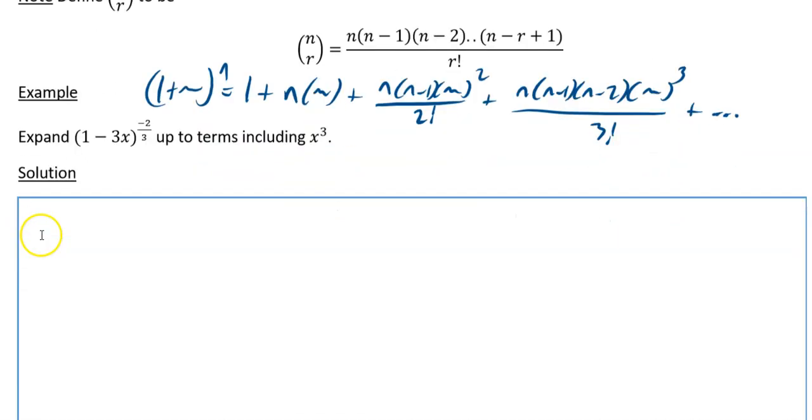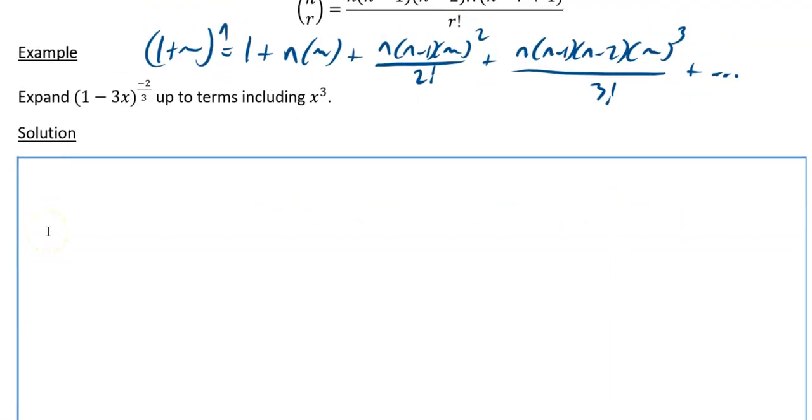So we're going to look at our next example, and it says expand (1 minus 3x) to the power of minus 2 over 3 up to terms including x cubed. So our first thing, I'm just going to write down what they want me to expand: (1 minus 3x) to the power of minus 2 over 3. And here, if you think in this one, compared to what we have up above, squiggle is equivalent to minus 3x, and then your n, your power, is equivalent to minus 2/3. So if you understand what I've written up above, you're able to do these questions.